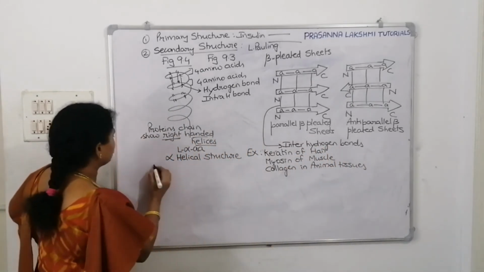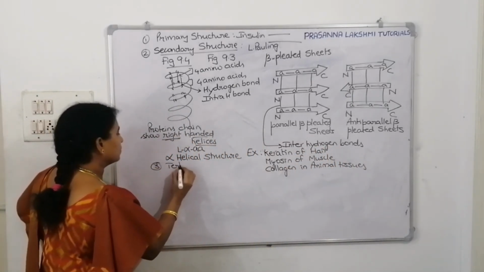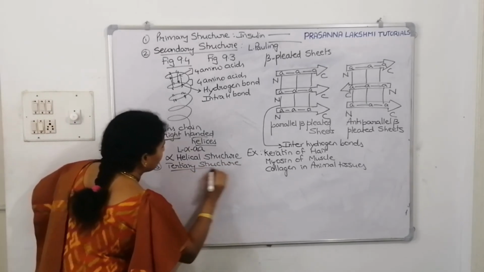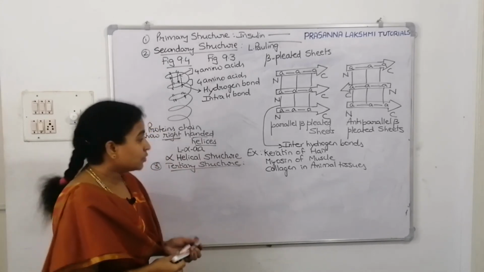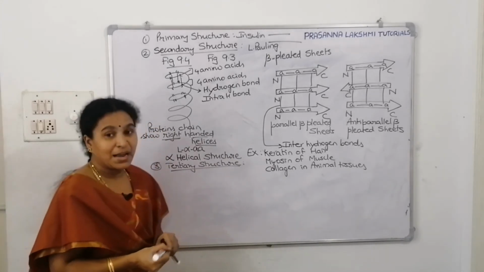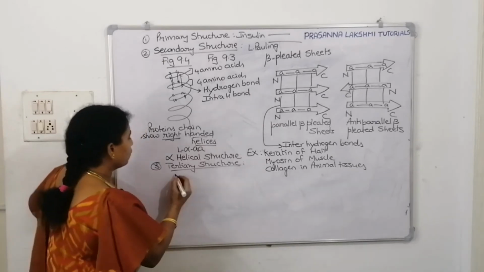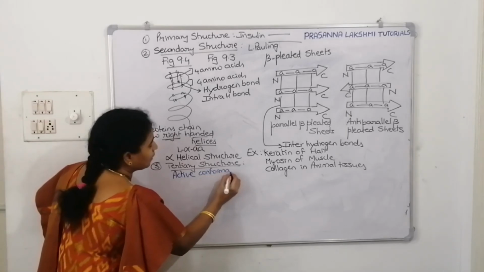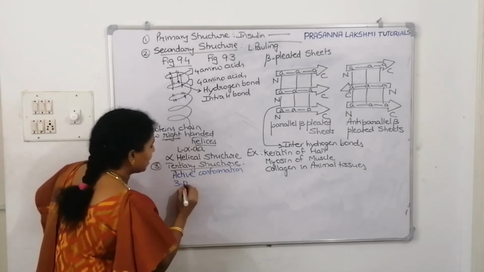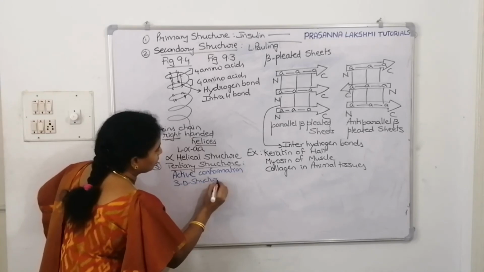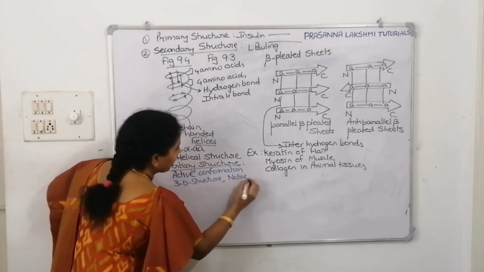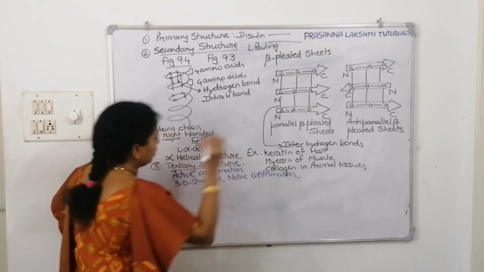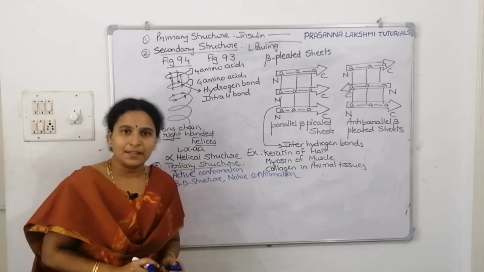Now let's go to the tertiary structure. The tertiary structure is very important. It is the stage where the proteins are active, so we call it the active conformation of a protein. It is the three-dimensional structure. Tertiary structure is called three-dimensional structure. It's also called the native conformation of the protein molecule. Enzymes are very active in their tertiary states.